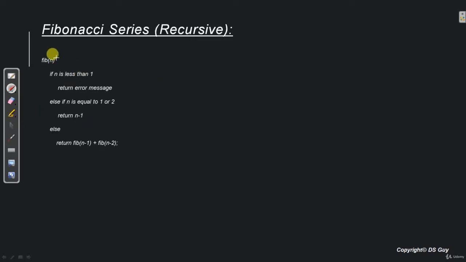So here we have a method whose name is Fibonacci, and it takes n as an argument. It checks if n is less than 1, then it returns an error message, because Fibonacci series is only obtained for positive integers. For negative integers, we don't have a Fibonacci series. Then it checks if n is equal to 1 or 2. In that case, return n minus 1.